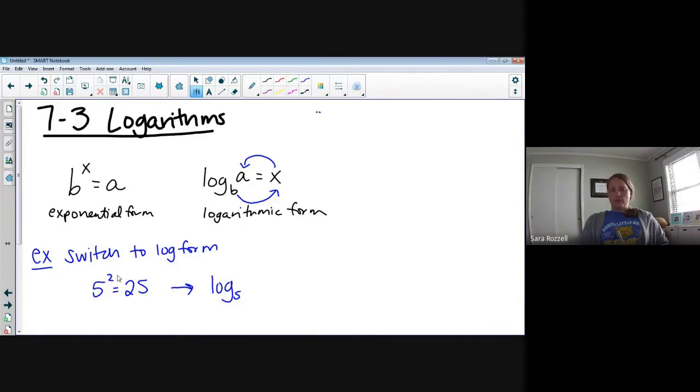We have 2 numbers left. We've got the 2 and the 25. Look at the positions that we have. What needs to go here? 25. The 25, and that's going to equal the power, which was 2.